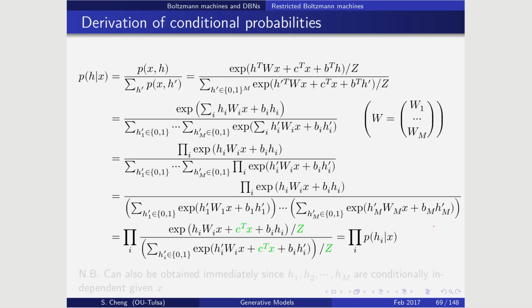So then finally I can regroup the terms. Regroup the terms like that. Then I can put back this C transpose X and Z back. Then if you look at this, each of these only depends on h_i. And this is actually very nice. If you look at that, this is exactly the conditional probability of h_i given x. And therefore you know that the conditional probability of h_i given x is supposed to be just like that.